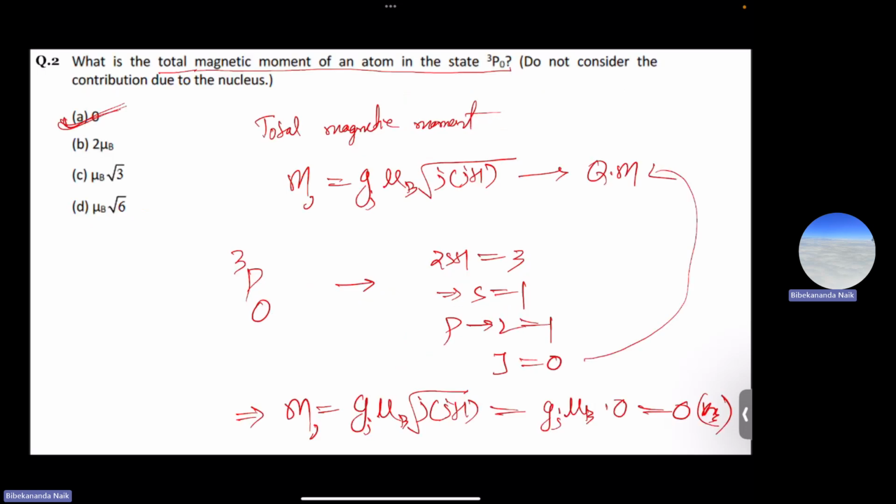But in this question, we can clearly see that j is equal to 0, and in the formula we need to put the value of j. Since j is 0, it is 0, but in some cases j is not equal to 0. Even if j is not equal to 0, there can be zero magnetic dipole moment, and that comes due to the gj value. When gj becomes 0, then the magnetic dipole moment becomes 0. I hope this is clear to everyone. And then we will move to question number 3.